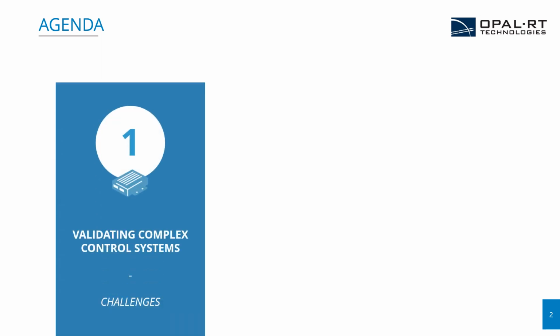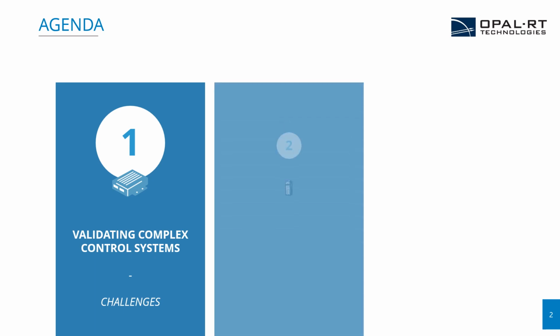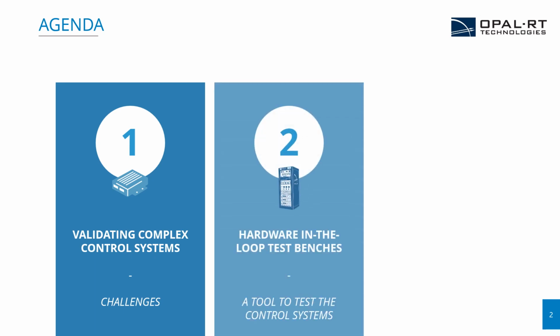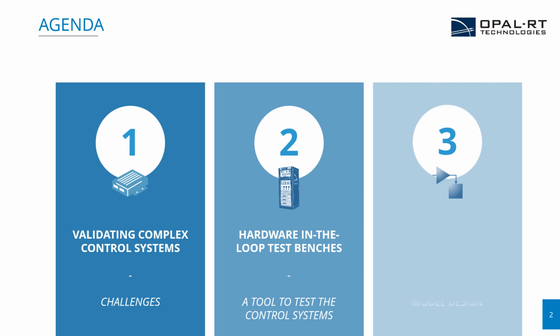This session will be divided into three sections. We will first discuss the challenges related to the validation of complex control systems. Then, we will briefly present the concept of hardware in the loop test bench and show how it can be used to test such control systems. Finally, we will dive into more details about the virtual software models running into the hardware in the loop test bench and present an efficient way to design them to facilitate the control system testing.